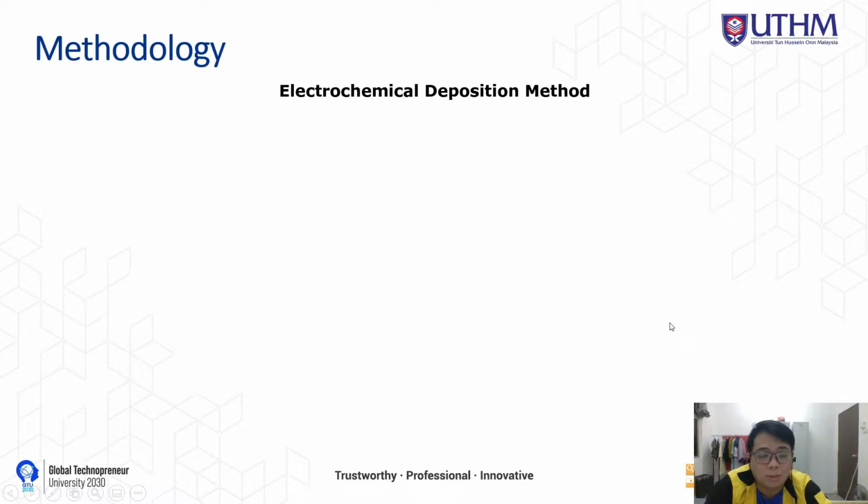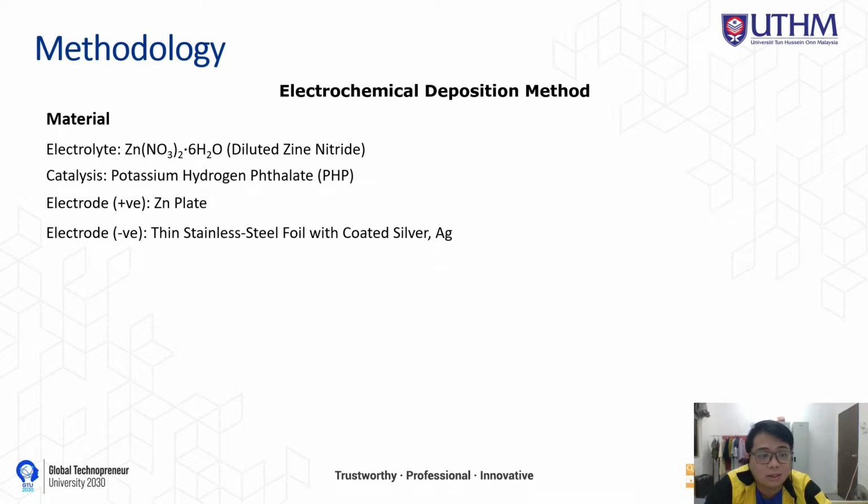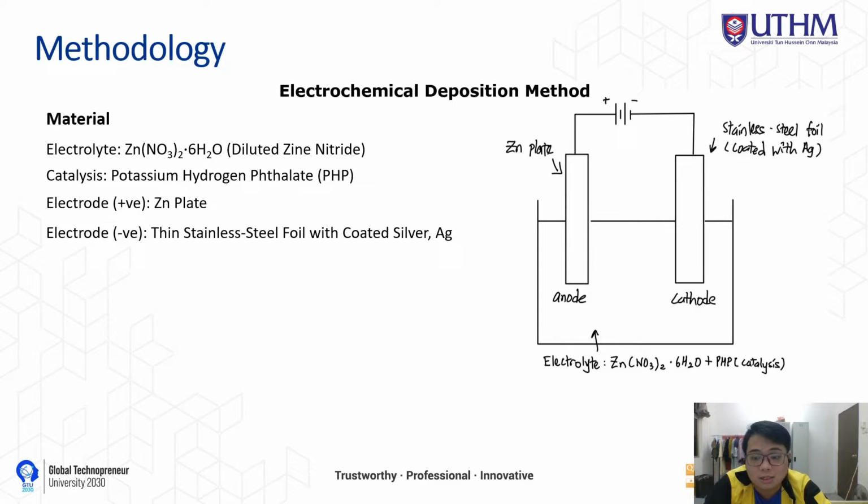Next is the methodology of the electrochemical deposition method. The materials that we use in this method: the electrolyte will be dilute zinc nitrate, the catalyst will be potassium hydrogen phthalate, which is the PHP, the electrode for the positive terminal will be a zinc plate, and the negative terminal will be a thin stainless steel foil coated with silver. This is the image of the setup of the electrolysis process.